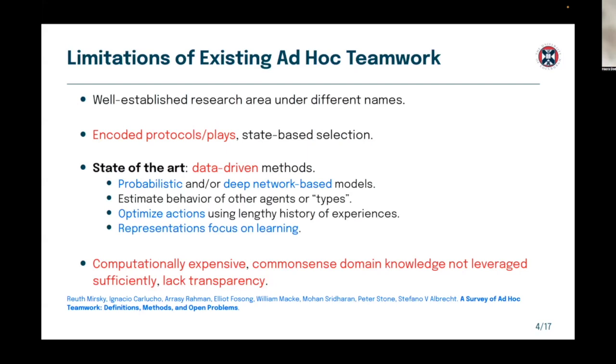Since these methods mainly focus on data-driven approaches, they are usually prone to limitations like being computationally expensive and being hard to utilize the common sense domain knowledge available in many of these practical applications. This makes it hard for these agents to adapt to the different uncertain situations that they have to face in these domains. And they also lack the transparency that is desired from such systems.